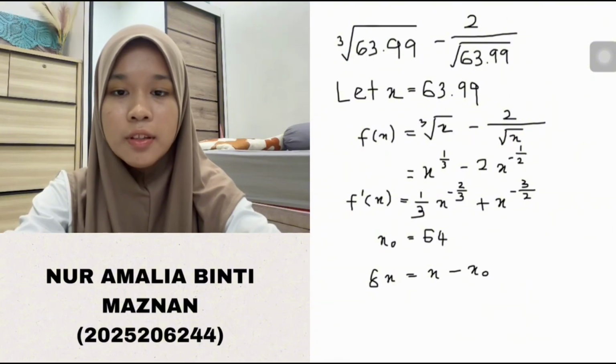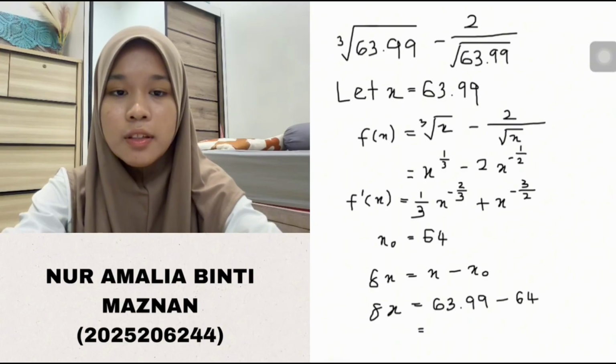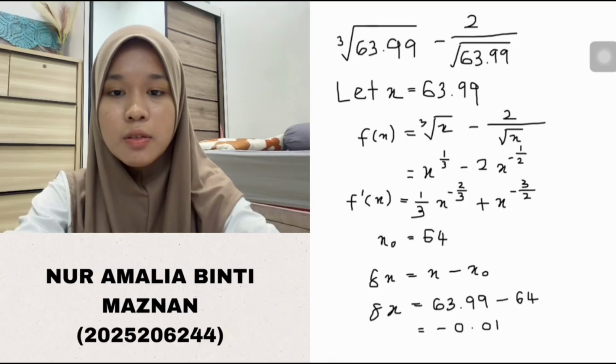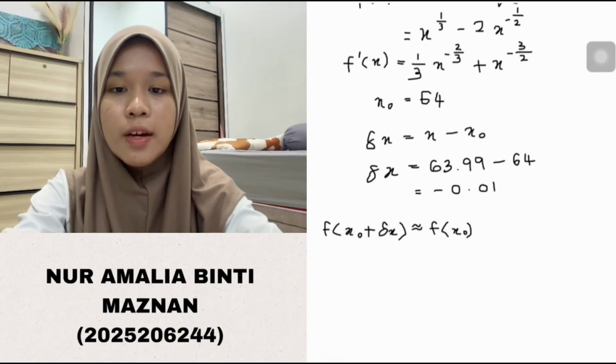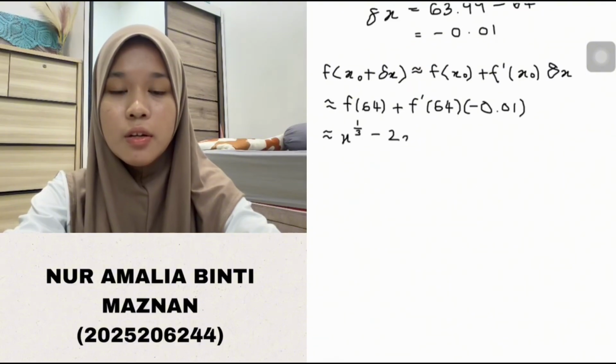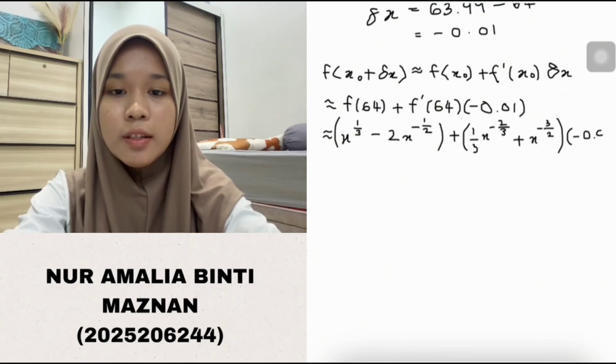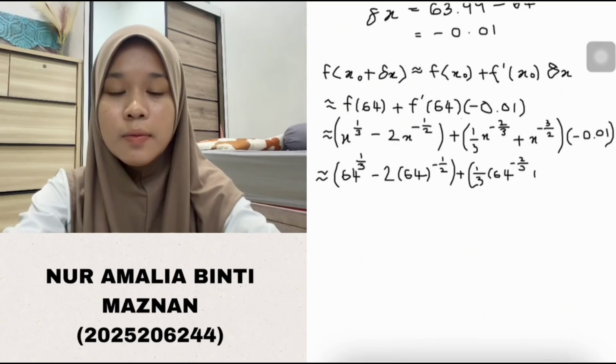After that, I find the change in x. For example, delta x equals 63.99 minus 64, then delta x equals minus 0.01. Then I substitute everything into the linear approximation formula, f(x) approximately equals f(x0) plus f prime of x0 times delta x. In the video, I have the formula. Finally, I got the approximate value of 3.7498. I take 4 decimal places because the question asks for 4 decimal places.